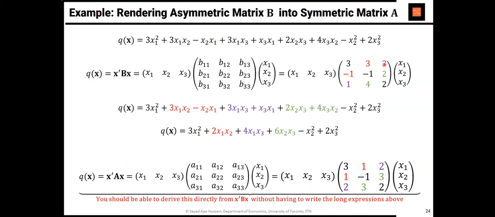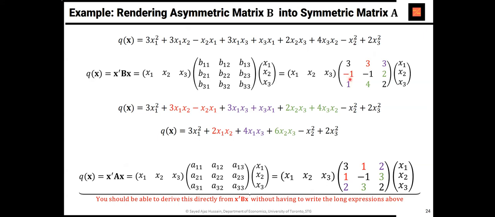1, 1. 3 plus 1 is 4. 4 divided by 2 is 2. 2, 2. 2 plus 4 is 6. 6 divided by 2 is 3. 3, 3. So you don't necessarily have to do this hideous math. You can go from here to here by just doing what I just told you.